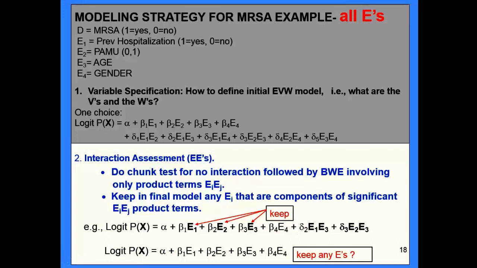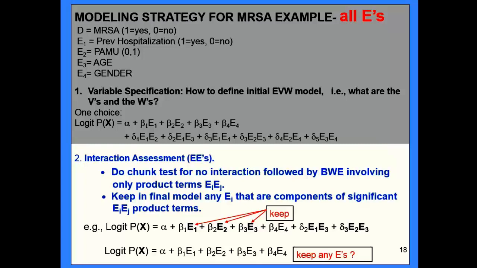Now, on the other hand, if it turned out when you assessed interaction that there was no interaction of any kind, then that would mean that the model after interaction assessment involves the 4 E's. So any of these 4 E's can be dropped, right? Now, how do you do that? That's one of the questions. Again, it's going to be talked about tomorrow.